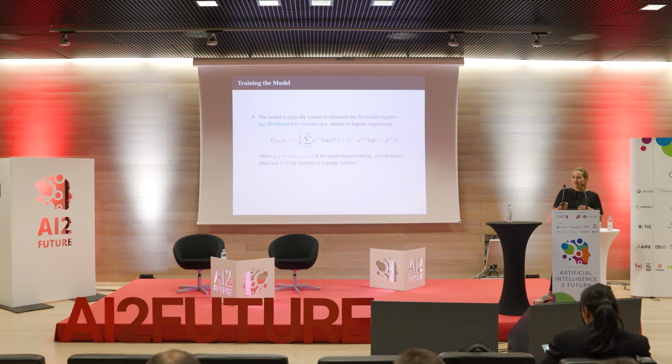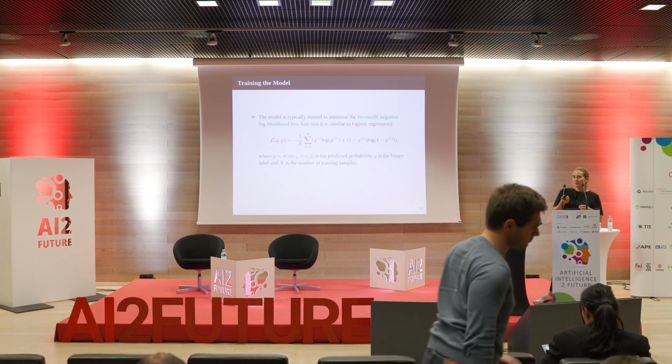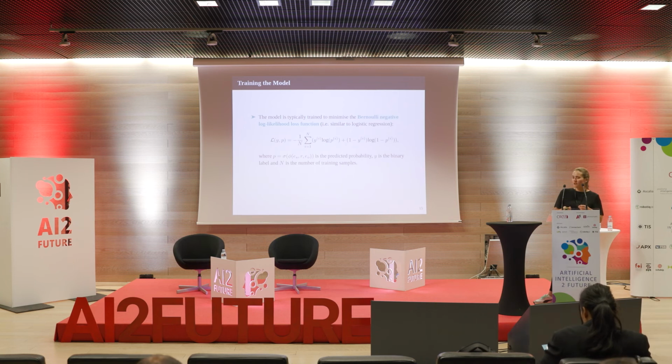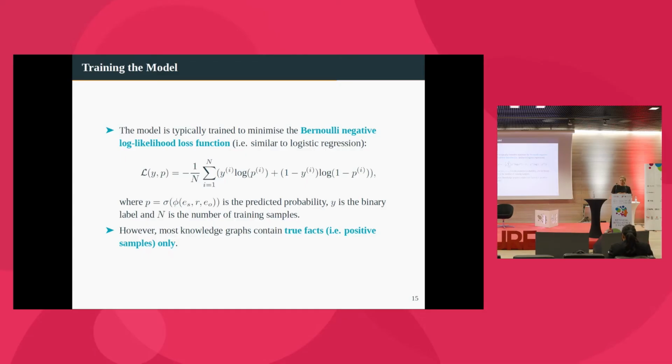The issue here is that this loss function requires positive and negative samples, so it requires the labels to be 0s and 1s. But knowledge graphs contain only true facts, because there's no point in storing something that is false. So we only have the data that is labeled with 1s. And this is actually an example of positive and unlabeled learning, which is also an active research area.